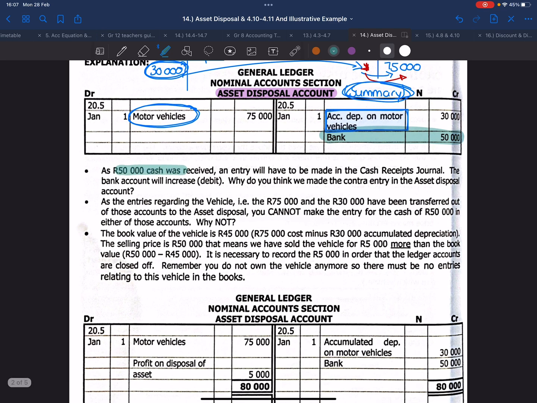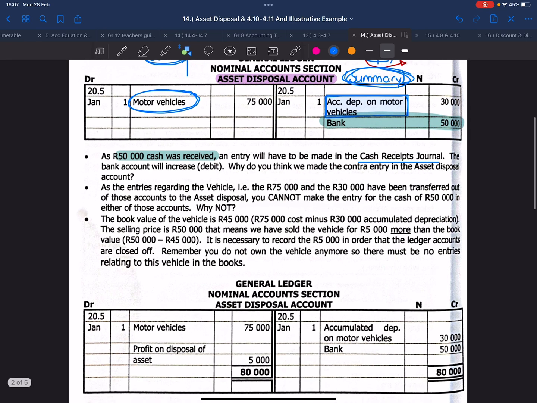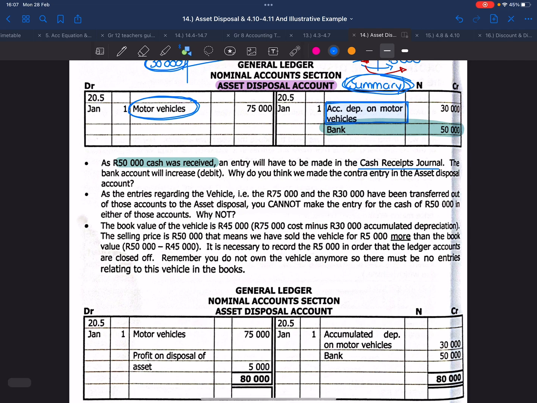So if 50,000 Rand cash was received, an entry would need to be made in the cash receipts journal. The bank account will increase. Why do you think we made the contra entry in that asset disposal account? That's because we said it's a summary and we want to reflect everything relating to the sale of that asset. And then we can also determine if we've made a profit or loss. So as the entries regarding the vehicle, the 75,000 and the 30,000, have been transferred out of those accounts to the asset disposal, you cannot make the entry for the cash of 50,000 Rand in either of those accounts.